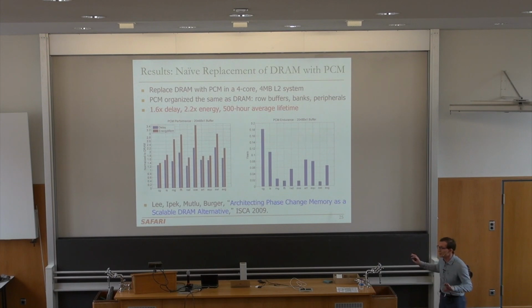And organize phase change memory the same way as DRAM. Same row buffers, same banks, same peripherals. Nothing changes. You can imagine this as taking a single DRAM cell out, replacing it with phase change memory, and accounting for the characteristics in the simulation.